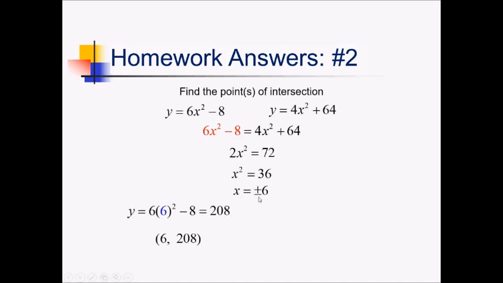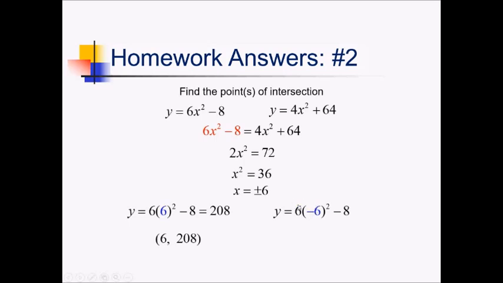Now to plug negative 6 in, and I'll use this same equation up here. So we've got 6 times negative 6 squared minus 8. And we're really going to get the same thing, right? Because if you square 6 or negative 6, you still get positive 36 out of both of those situations.